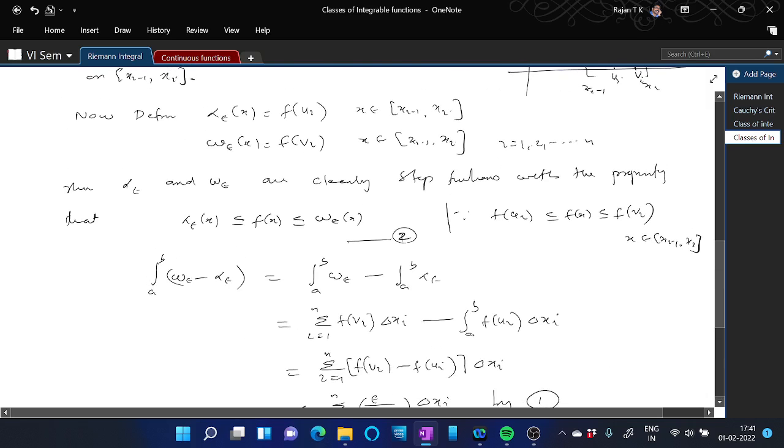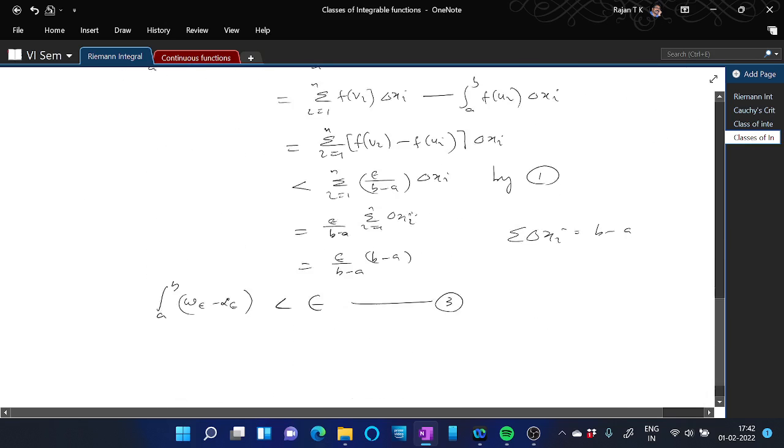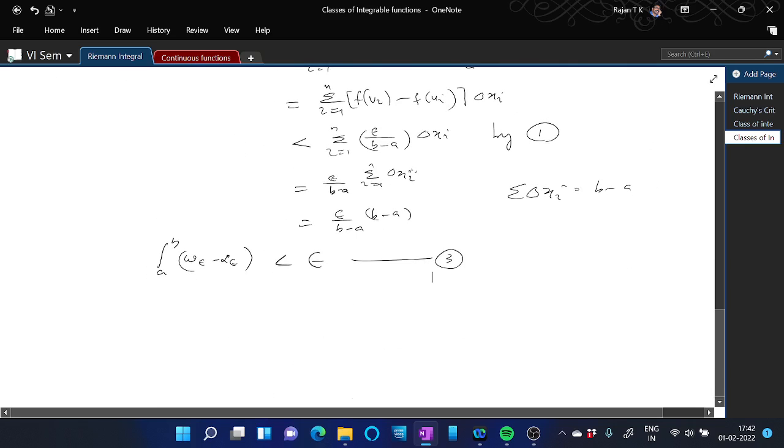This is the second condition of alpha_epsilon and omega_epsilon. Thus, we have two step functions, alpha_epsilon and omega_epsilon, satisfying the conditions alpha_epsilon(x) less than or equal to f(x) less than or equal to omega_epsilon(x), and the integral a to b of omega_epsilon minus alpha_epsilon is less than epsilon. And therefore, by the sandwich theorem, f belongs to R[a,b]. f is Riemann integrable. Thus, every continuous function defined on closed interval [a,b] is Riemann integrable on [a,b].